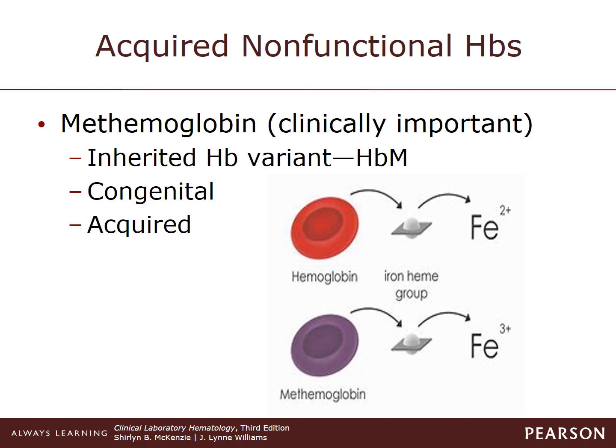Now, the acquired types of methemoglobin include exposure to toxic substances that can oxidize large amounts of hemoglobin. And here you see this in about 30 to 40% of cases.